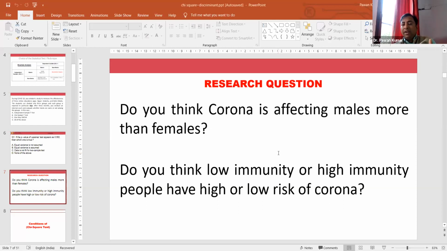Gender is also categorical and type of corona is also categorical. So obviously my study is to study the association between the type of corona and the gender. So here I am going to go for the chi-square test.